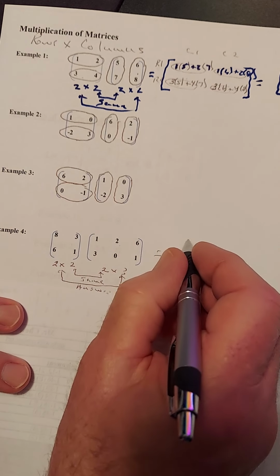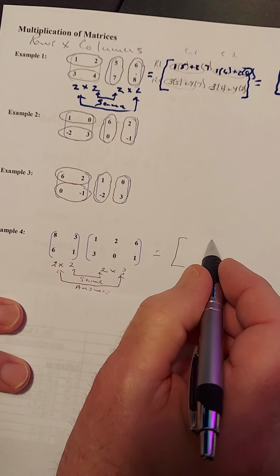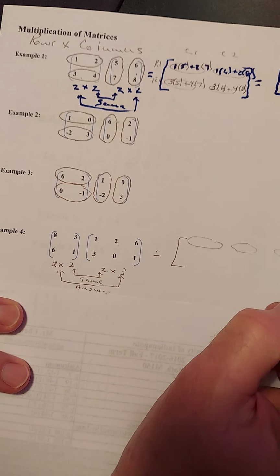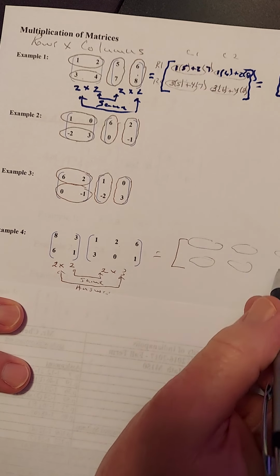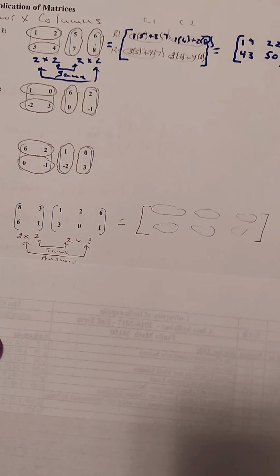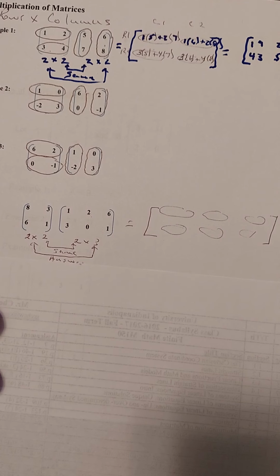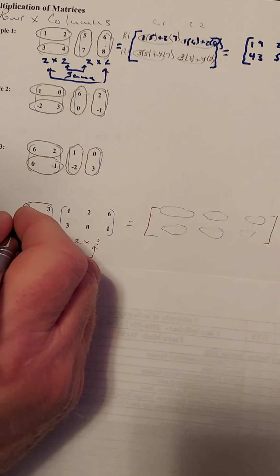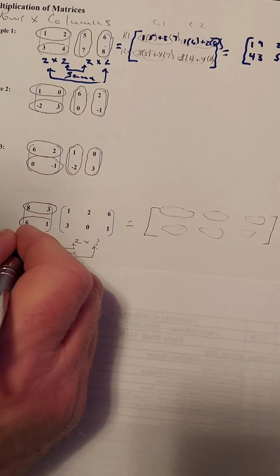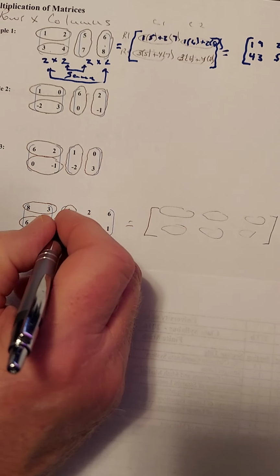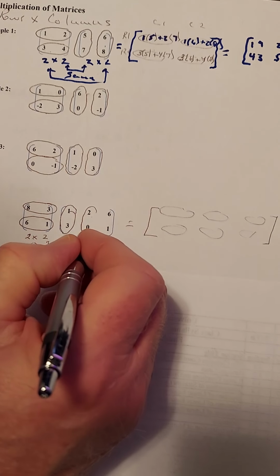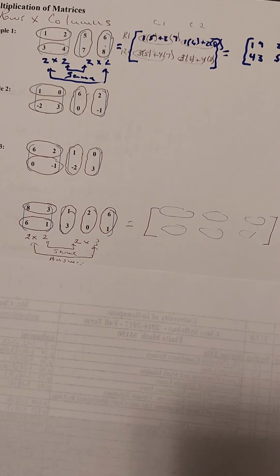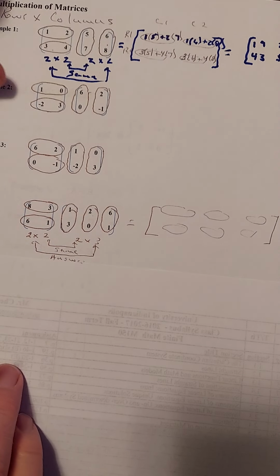So I know I'm going to have 2 rows and 3 columns. So my matrix is going to look something like that. I just put placeholders in there. Okay. Again, I circle the rows and I circle the columns. Okay, let's see what we got.